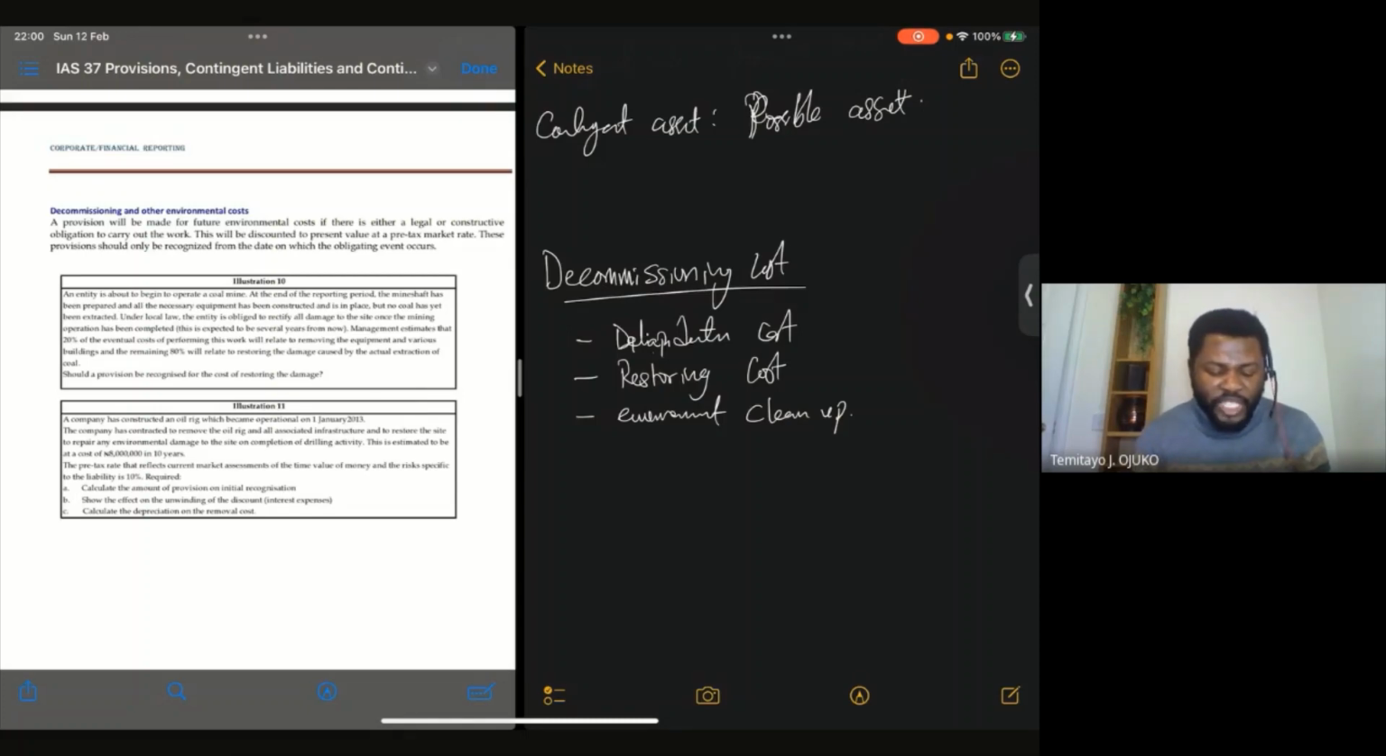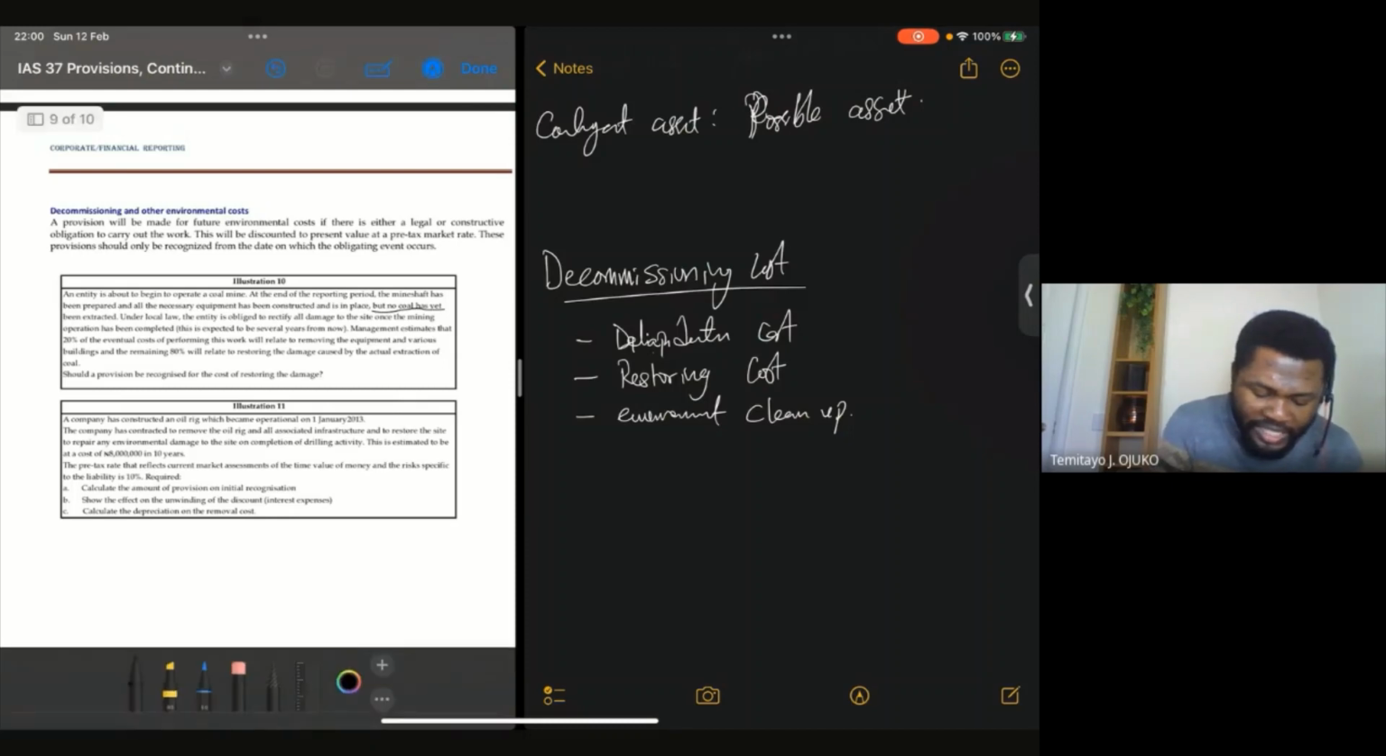An entity is about to begin to operate a coal mine. At the end of the reporting period, the mine shaft has been prepared and all necessary equipment has been constructed and is in place. But no coal has yet been extracted. Take note of that. Under local law, the entity is obliged to rectify all damage on the site once the mining operation has been completed. That means you have to restore it when you've completed all your mining operation, which is expected to be several years from now.